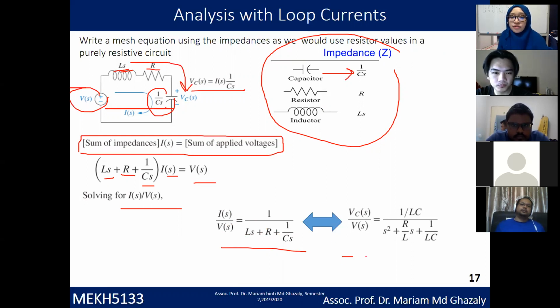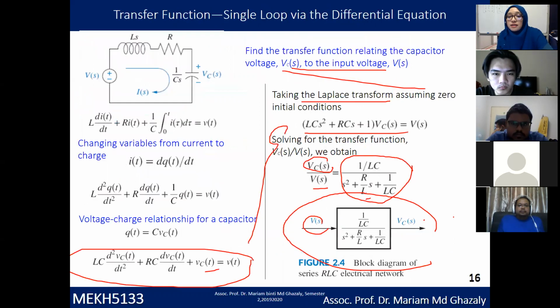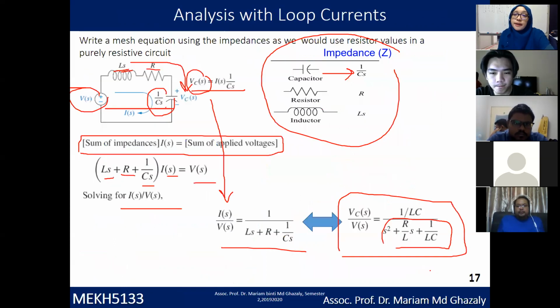Therefore, you can actually get this VS, change it into here, then rewrite it again to get VC over VS. You will get 1 over LC over S squared and so on. This equation is exactly the same as the previous equation in slide number 16. So in system dynamics, you are going to use the impedance Z to calculate the transfer function.